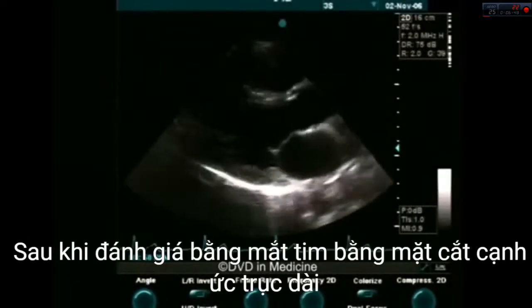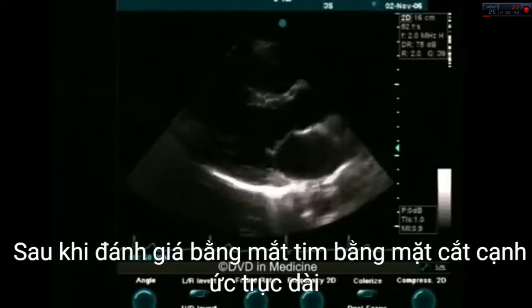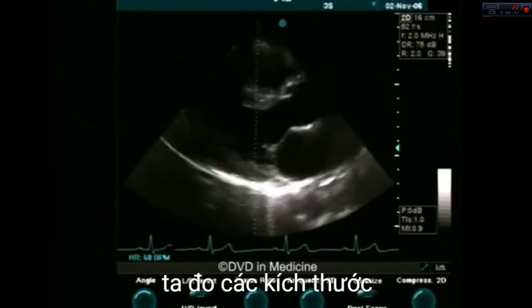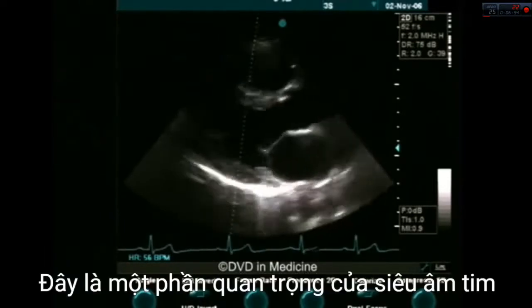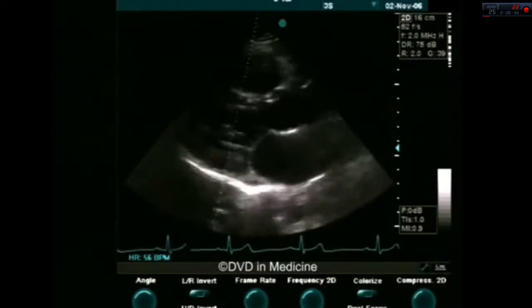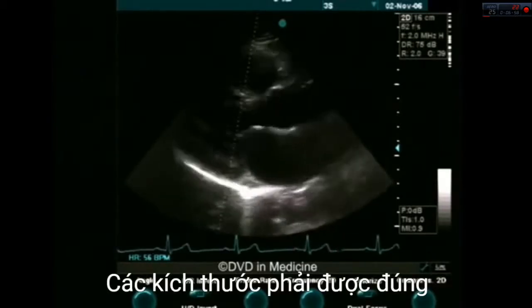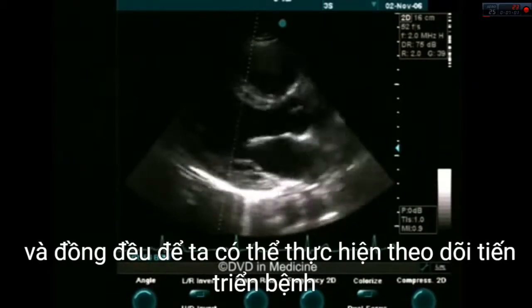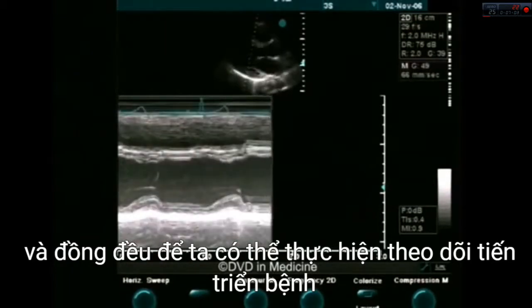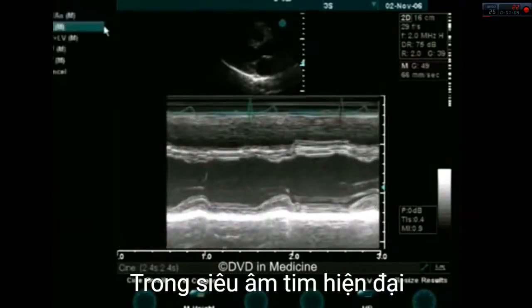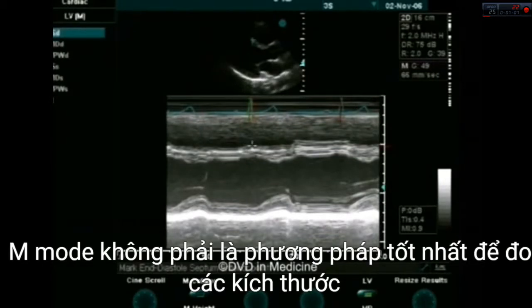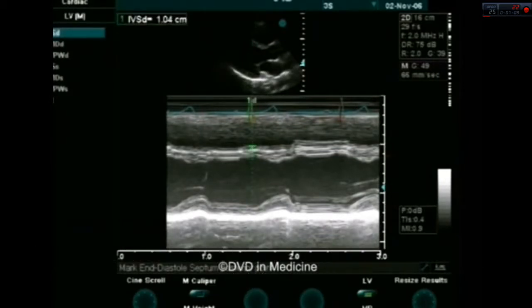After a visual assessment of the heart in the parasternal long-axis view, one may measure the dimensions. This is a very important part of echocardiography. The dimensions must be measured correctly and uniformly so that one can perform a follow-up of the disease's progression. In modern echocardiography, M-mode is not the best method for taking dimensions.